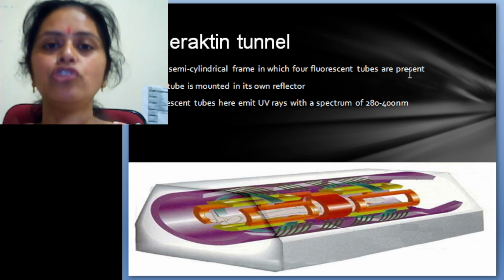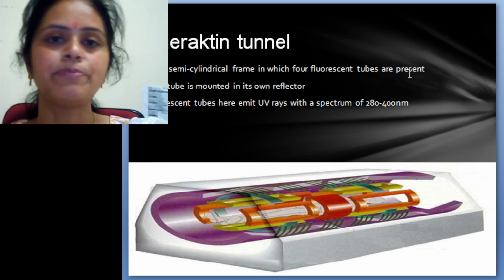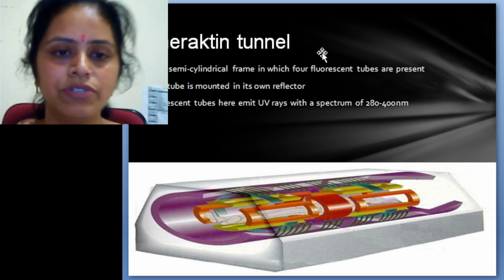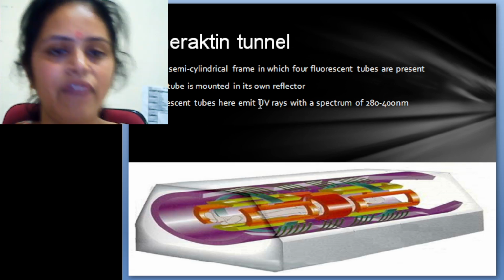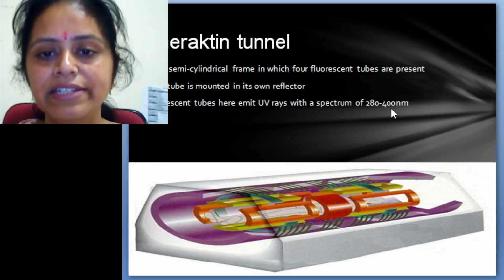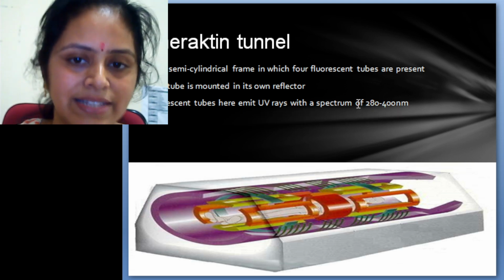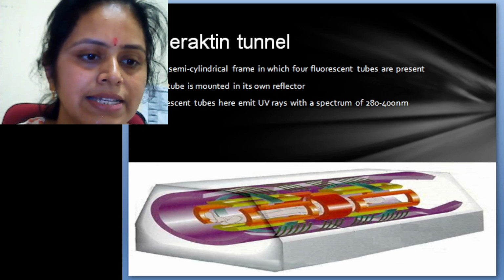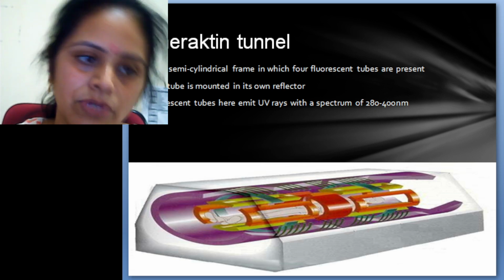Okay, four fluorescent tubes of 120 centimeters long are present, covering all four parts, and it's all curved. Each tube is mounted in its own reflector. The fluorescent tube emits UV rays with a spectrum of 218 to 400 nanometers. This is basically its wavelength, what it is emitting out. So yes, this is the Therectin tunnel, which is actually used again.